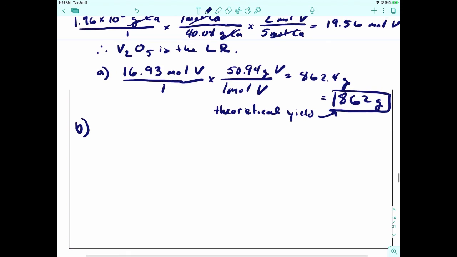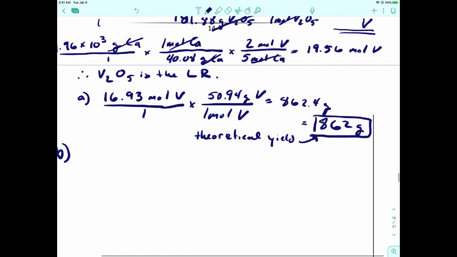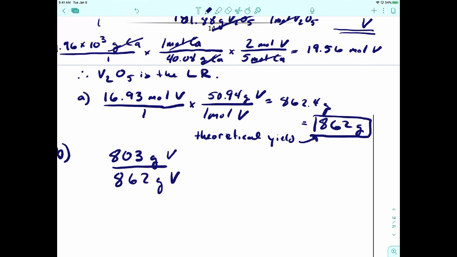Now, part B is asking, calculate the percent yield if you obtained 803 grams. So the actual amount that we made for this reaction was 803 grams of vanadium, but we were supposed to make 862 grams of vanadium. So if you take 803 divided by 862 and then multiply that by 100%, that's going to give us our percent yield, which comes out to be 93.2%.